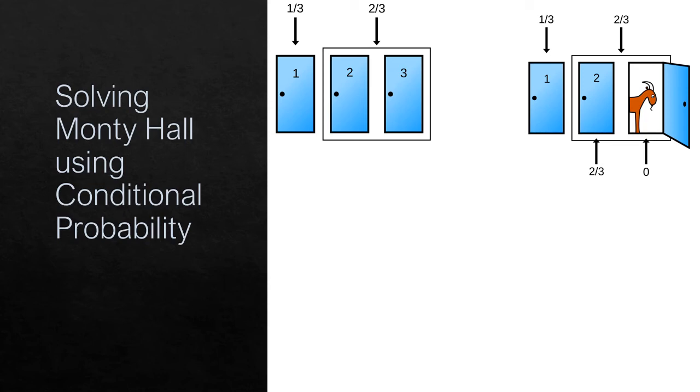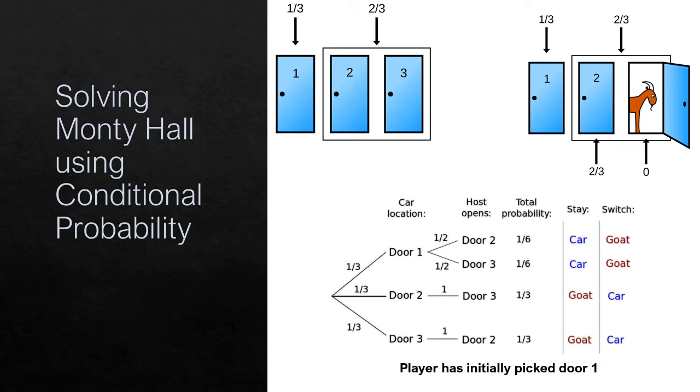We know that already. Hence, if we make a switch, the probability of winning is 2 by 3, and if we remain at door 1, the probability of winning is 1 by 3. So it's advantageous to switch rather than to stay at the same door. We'll see this from a decision tree and the conditional probability concept. So here the player has picked door 1. Now the car can be located at door 1, door 2 or door 3 with equal probabilities, 1 by 3 each. Now, let's say the car is located behind door 1.